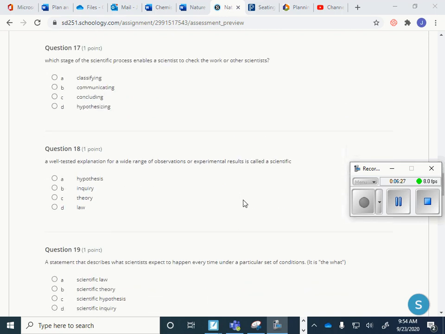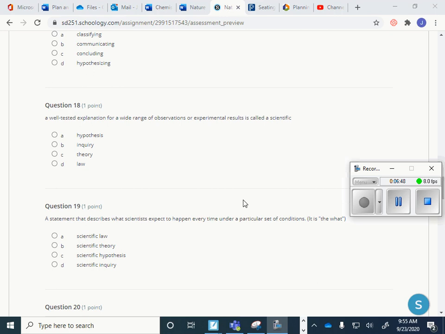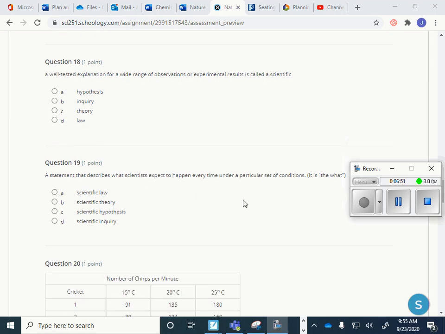Question 16. One useful tool that may help a scientist interpret data by revealing unexpected patterns is either A, theory, B, variable, C, graph, or D, law. Question 17. Which stage of the scientific process enables a scientist to check the work of other scientists? Either A, classifying, B, communicating, C, concluding, or D, hypothesizing.